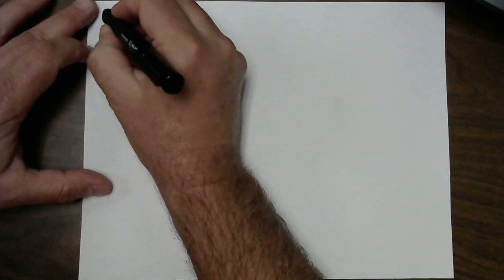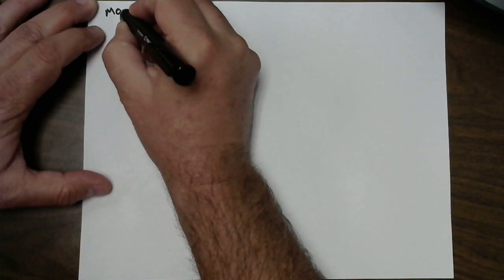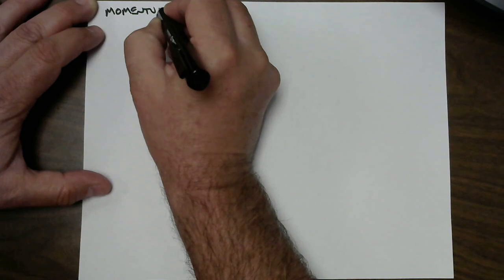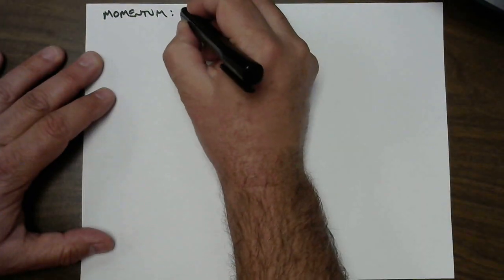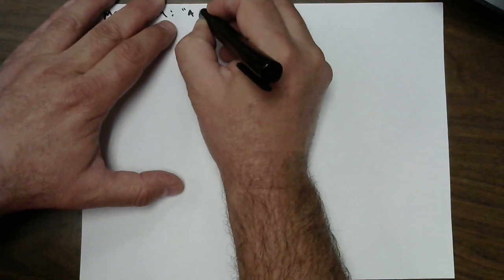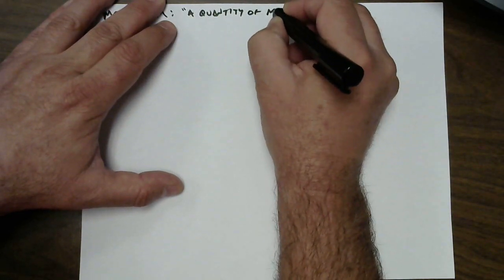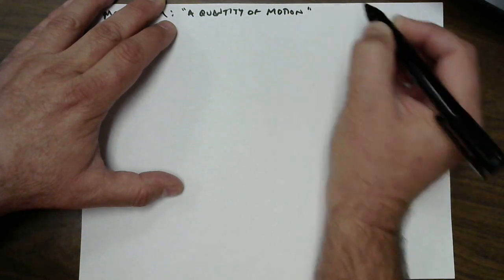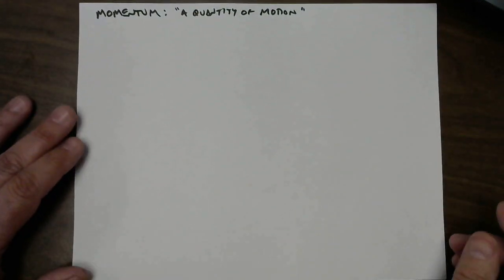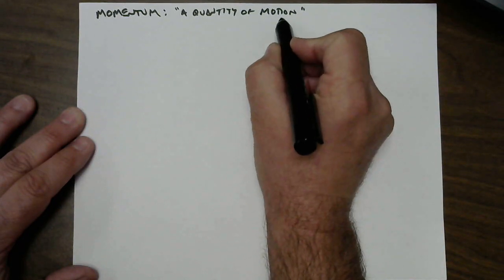All right, college prep physicists, we're going to talk for a minute about momentum. Momentum is a huge concept in physics. And momentum is what Isaac Newton called a quantity of motion. So much like kinetic energy, momentum is associated with moving.